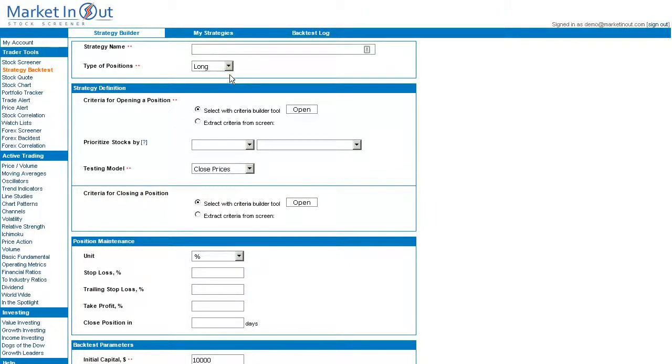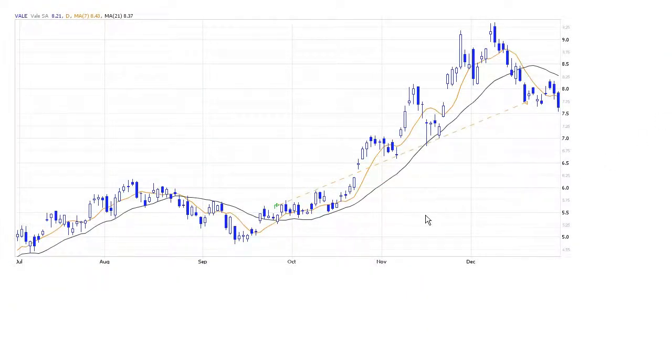In order to demonstrate how the Backtester tool works, we'll select Moving Average Crossover System. This simple trading system generates a buy signal when the shorter-term moving average crosses above the longer-term moving average, and it generates a sell signal when the shorter-term moving average crosses below the longer-term moving average. We'll use the 7-day simple moving average as the shorter-term moving average and the 21-day simple moving average as the longer-term moving average.